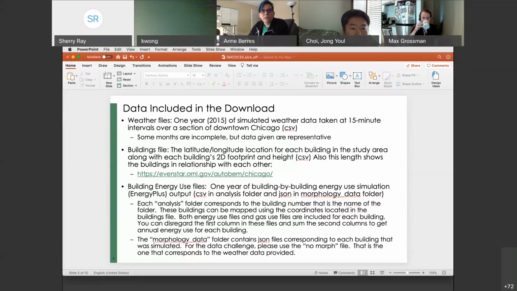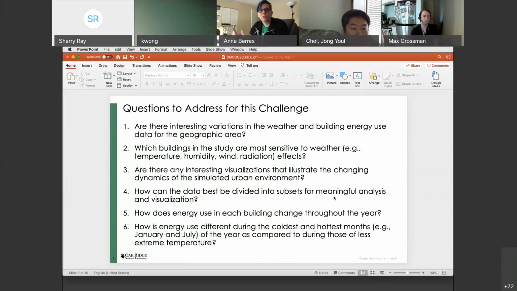And then next slide. So the questions that we're interested in are, do you see any interesting variations and correlations between weather changes and building energy use in this area? Which types of buildings are more sensitive to weather changes, like temperature, humidity, and so on? Can you come up with any interesting visualizations for this? The scale of the climate data and the building data is quite different. I've played around with it a little bit in the past.